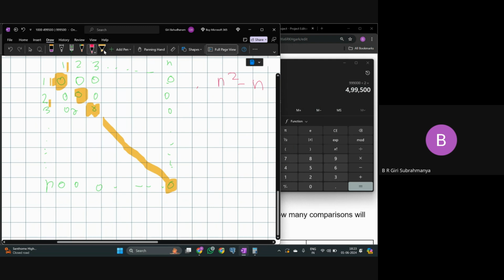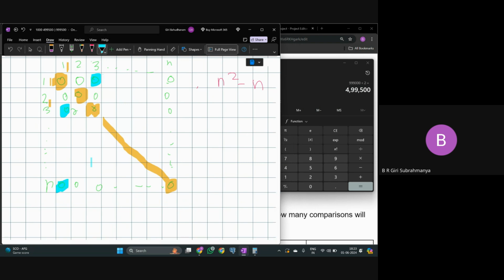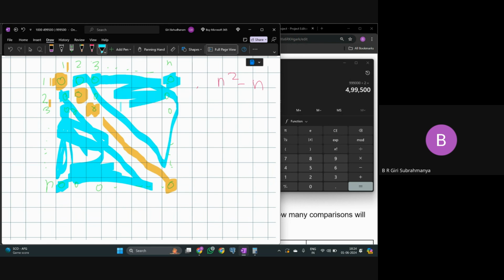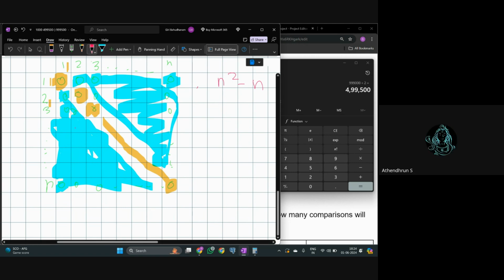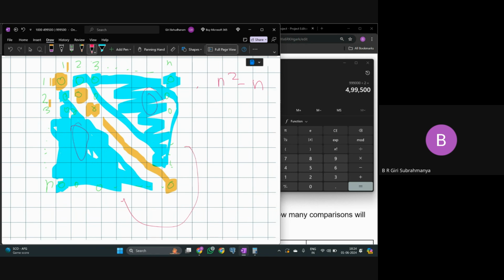Okay. Now, if you compare 3 and 1, then there's no point in comparing 1 and 3. If you compare n and 1, then no need to compare 1 and n. If you compare 2 and 1, then no need to compare 1 and 2. So these are the remaining, okay? The blue shaded part is the remaining. Now these blue shaded parts, both the partitions are equal, right? And the sum of these two is only n square minus n, right?